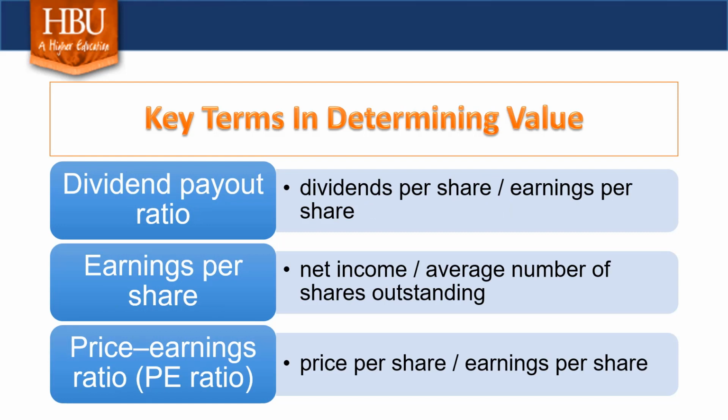Our last three concepts in determining value are the dividend payout ratio. This is the dividends per share divided by our earnings per share. We also have earnings per share, which gets us at net income divided by our average number of shares outstanding. And finally, our price earnings ratio. We also call this the PE ratio. It's our price per share divided by earnings per share.